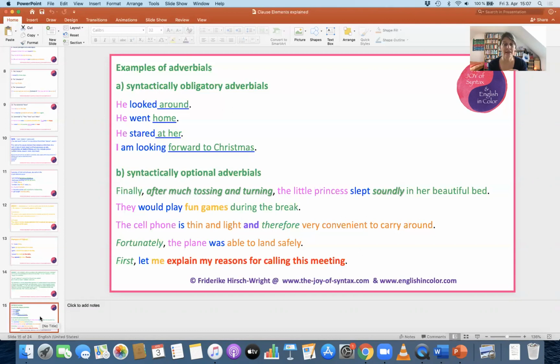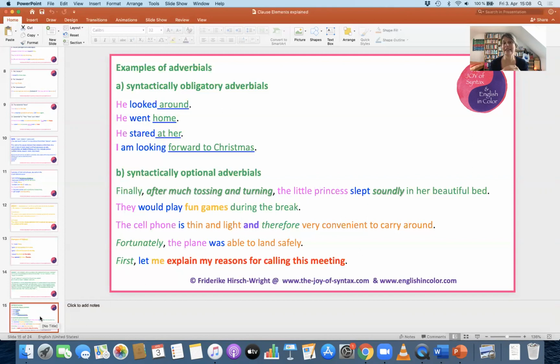Fortunately, the plane was able to land safely. Fortunately is one of those adverbs as adverbials that reflect the speaker's attitude towards what he is saying. So the speaker or writer is relieved that the plane was able to land safely, and so he or she says, fortunately. I used to say to my students, we can have one message, and we can agree on the fact of the message, but we can add different adverbials to reflect our attitude. So I can say, fortunately, I get to explain grammar to you right now, and you can say, unfortunately, she gets to explain grammar to us right now.